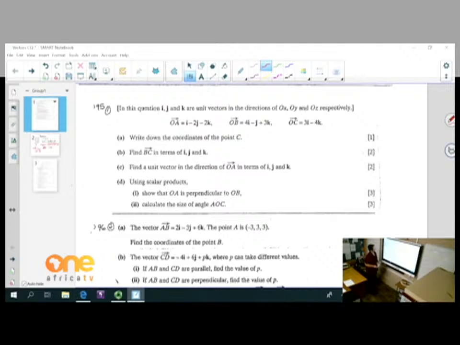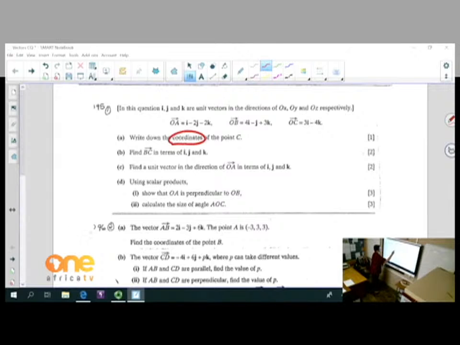There's the first one. In this question, i, j, and k are unit vectors in the direction OX, OY, OZ, which means they start at O. Now we ask, write down the coordinates of the point C. Now, the coordinates of the point C will be, this is where we will find it.